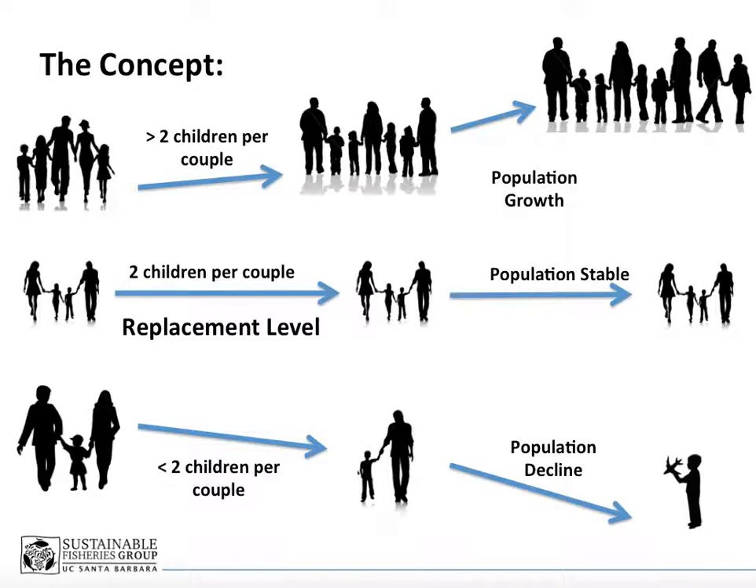So why are the number of eggs so important? Well, here's a little bit of a concept shown with human population. If we look at this middle row here, if we have 2 children per couple, we're at a replacement level, and the population will remain stable if two children keep coming out of every couple. If we have greater than 2 children per couple, we'll have population growth. And if we have less than 2 children per couple, we'll have population decline.